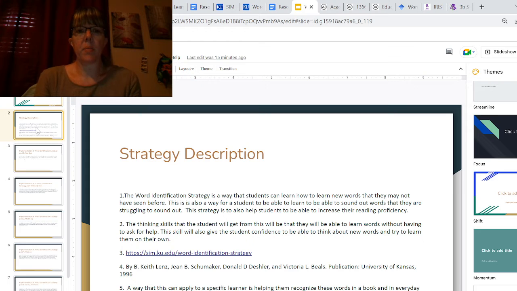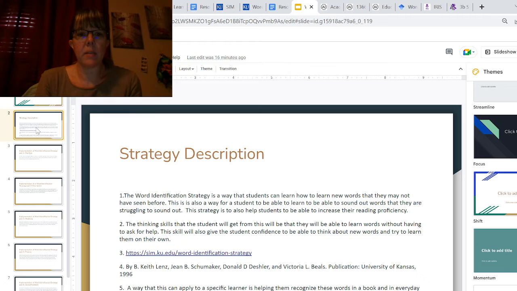The strategy description. The word identification strategy is a way that students can learn how to learn new words that they may not have seen before. This is also a way for a student to be able to learn to sound out words that they are struggling to sound out. This strategy also helps students to increase their reading proficiency.